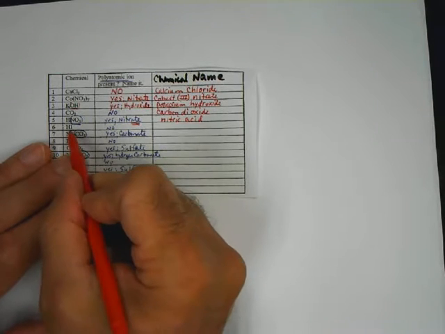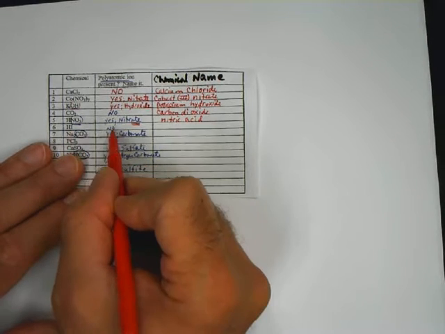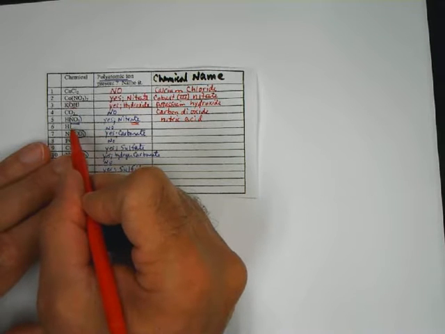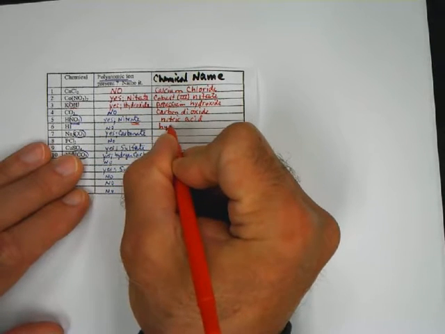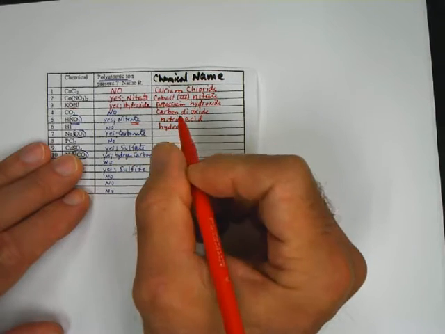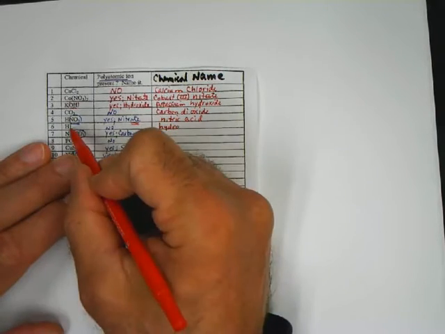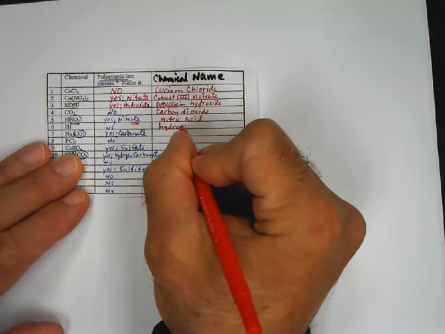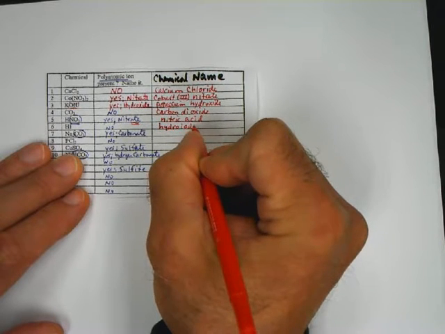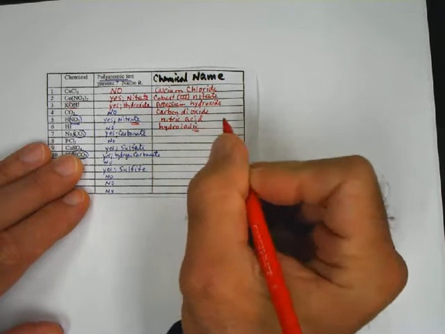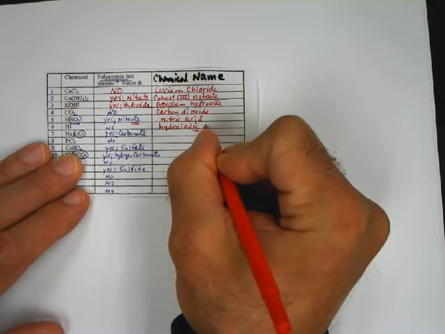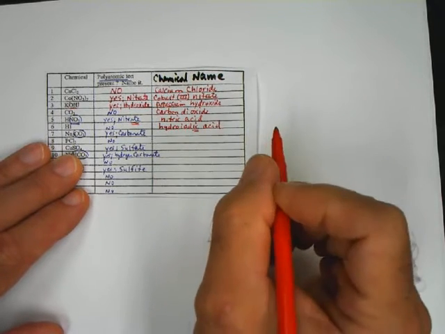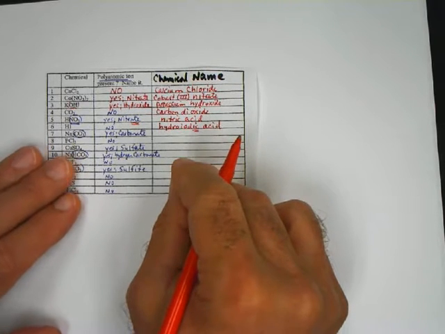Let's look for another one. Do we see any more acids? Something with an H in front? Yes, there's one. H2SO3. Oh, we've already done that one, but we can do it again. Okay, SO3 is a sulfite. It ends in ITE, so we change the ite to ous, and so this would be sulfurous acid.